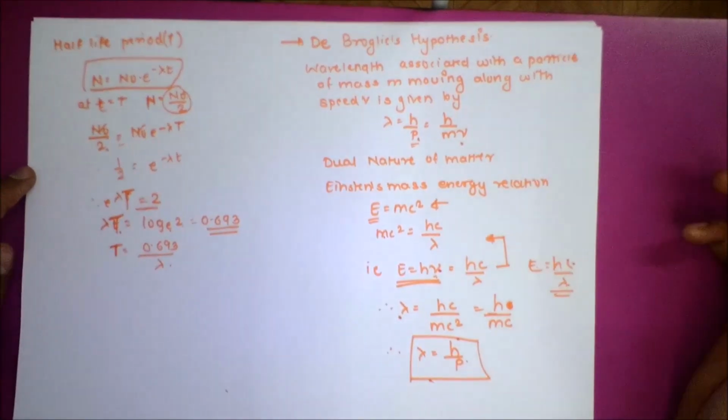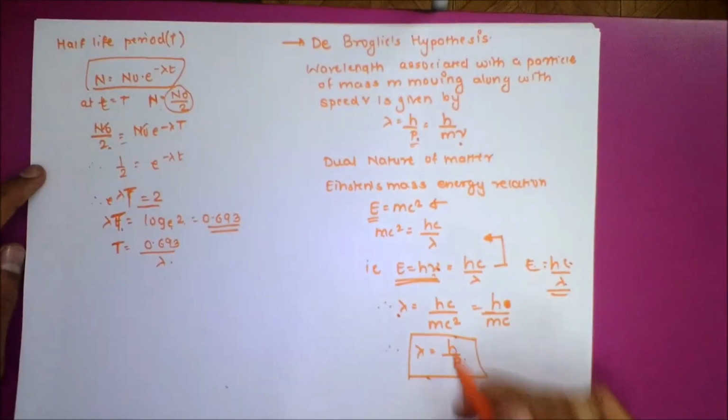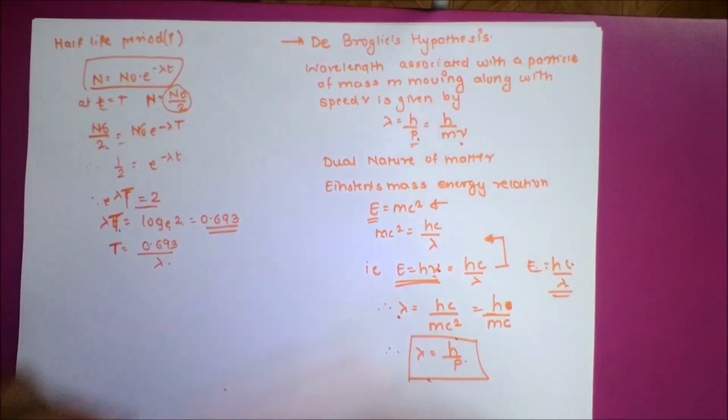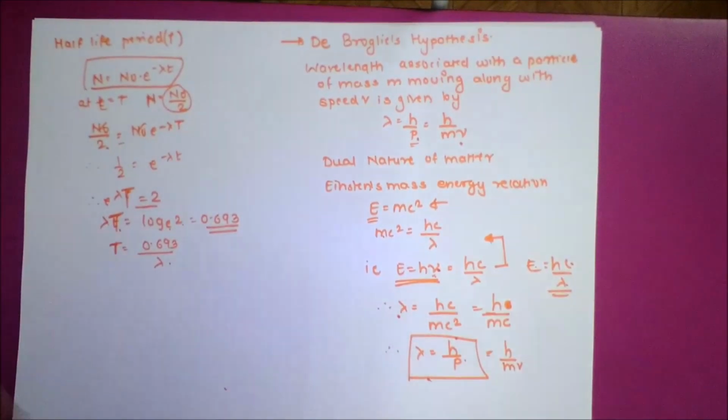So according to de Broglie, every moving particle is associated with a wave of wavelength given by lambda equals h upon p, which you can write as h upon m into v, where m into v is the momentum.